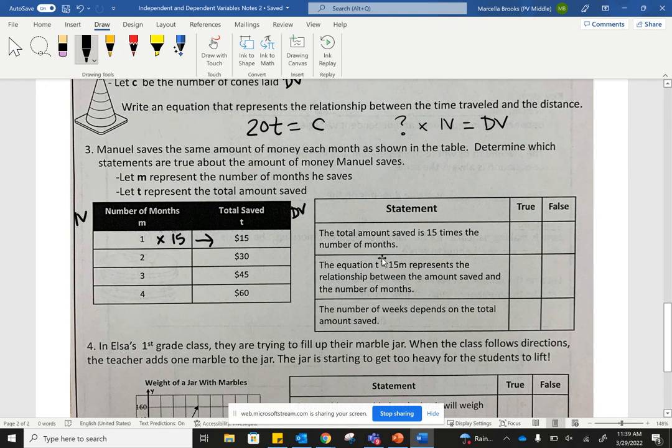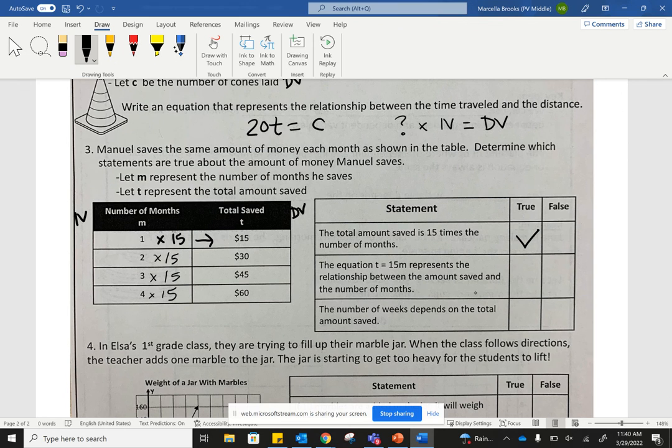So let's look at these statements. The total amount saved is 15 times the number of months. That's right, because look, 2 times 15 gives me 30, 3 times 15 gives me 45, and same thing here. So the total amount saved is 15 times the number of months. That's true. The equation T equals 15M represents the relationship between the amount saved and the number of months.